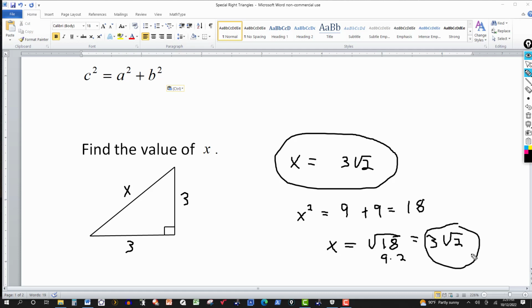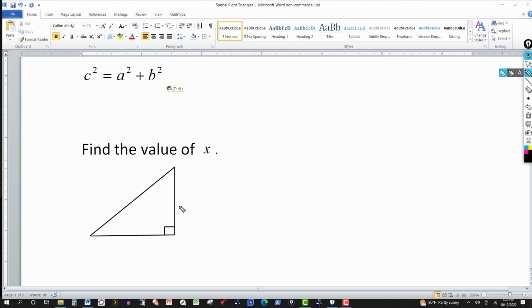And that's your answer. So again, you can use the Pythagorean theorem, c squared equals a squared plus b squared. That is, the square of the hypotenuse is always equal to the sum of the squares of the legs, which are of course the lengths of the sides of the triangle. Look at this one then.